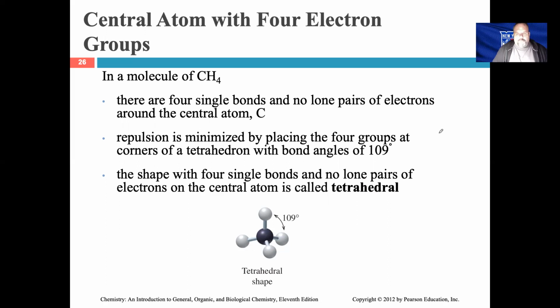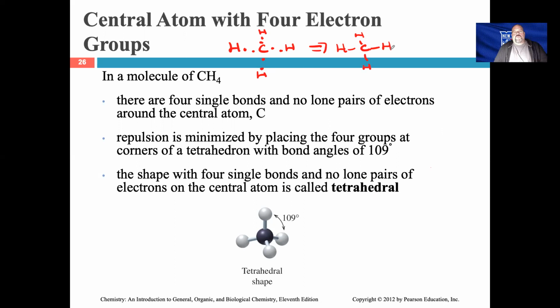In the first example, we take a look at CH4, all right? It turns out that for CH4, there are 4 single bonds and no lone pairs of electrons around the central atom. And we did this work. We said, okay, if you take the carbon with 4 valence electrons and put hydrogens around it with 1 valence electron each, in order for everything to satisfy the octet rule, that carbon is going to form single bonds with each of the hydrogens.